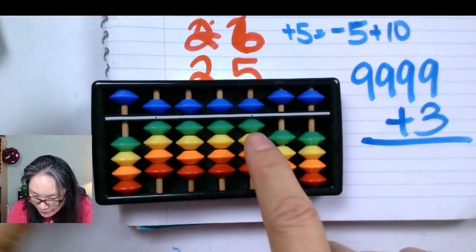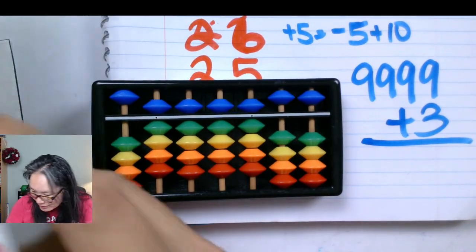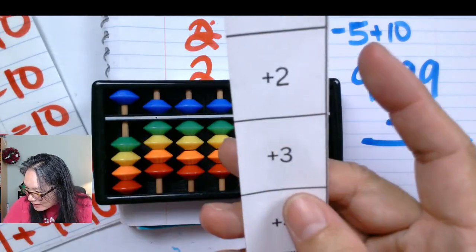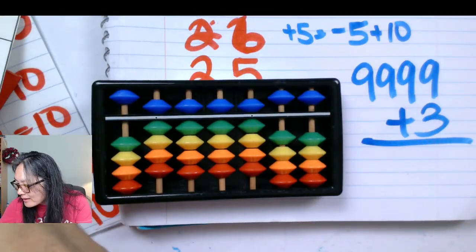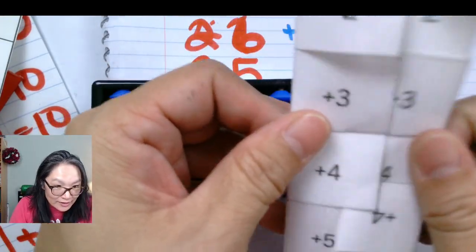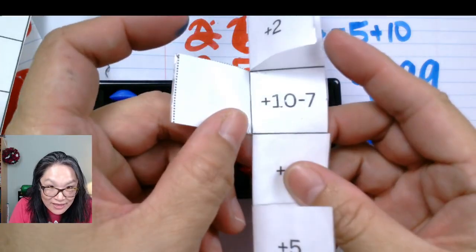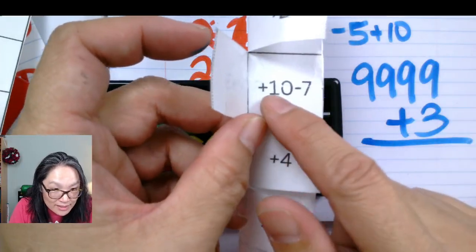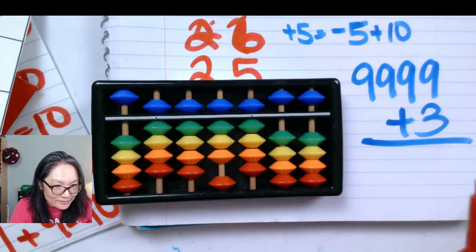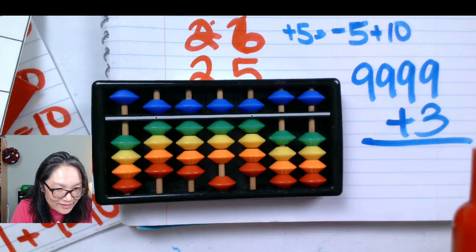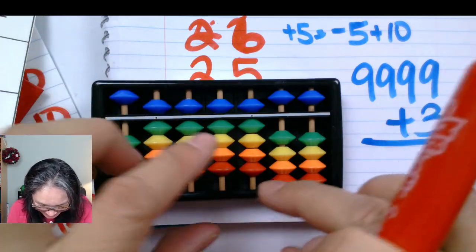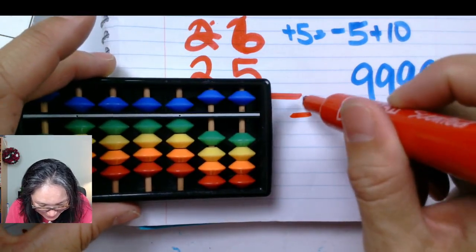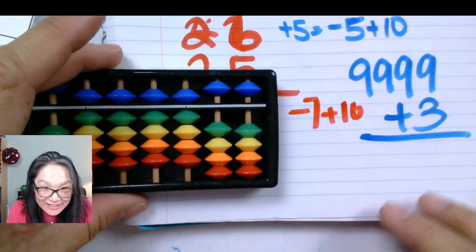If I don't have enough beads to add the 3, guess what I do? If I can't add the 3, I have another way to add the 3. Yes, plus the 10 minus the 7. So minus the 7 plus the 10. We're going to minus the 7 and plus the 10. That's what we're going to do.